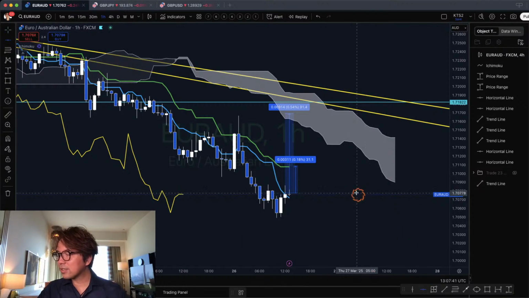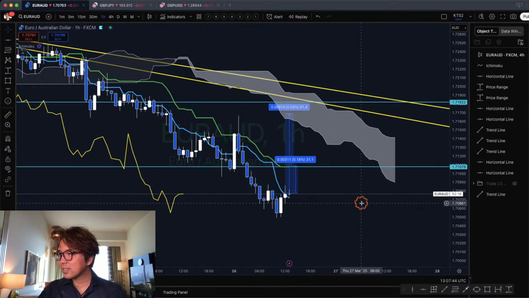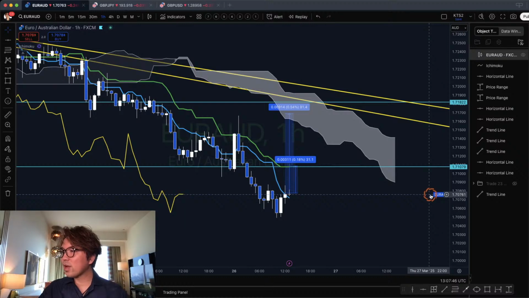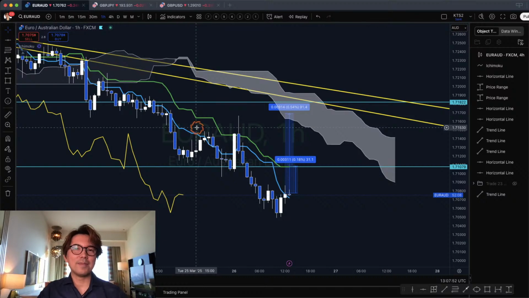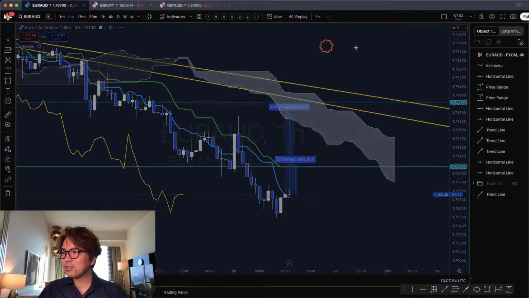So let me mark the 1 hour Kijun Sen, which is 1.7107 or 08. And now let me get down to the 5-minute time frame and look for the scenario to enter the market.